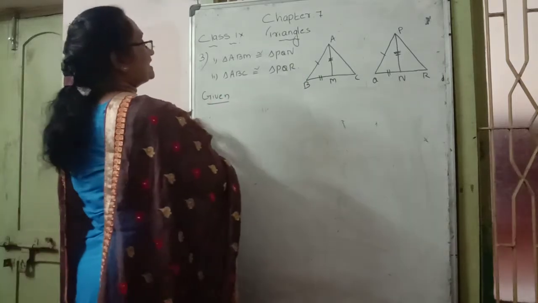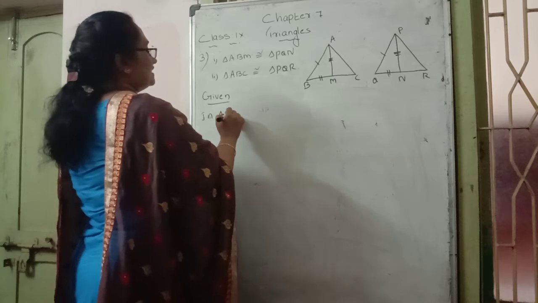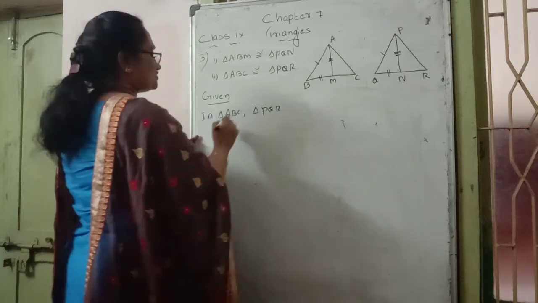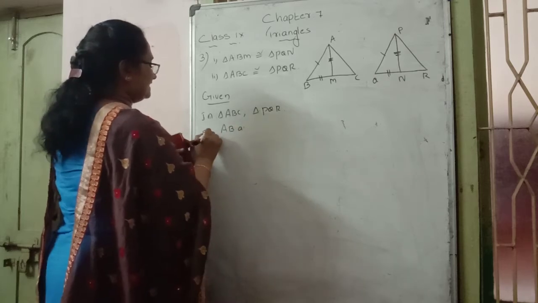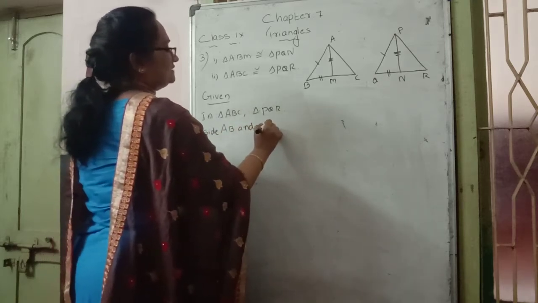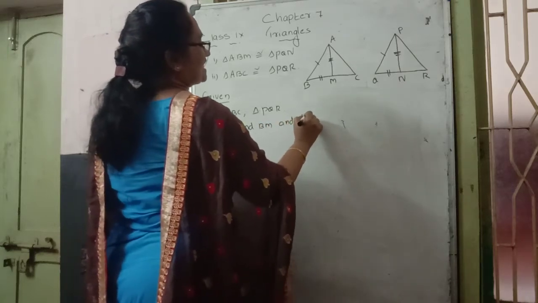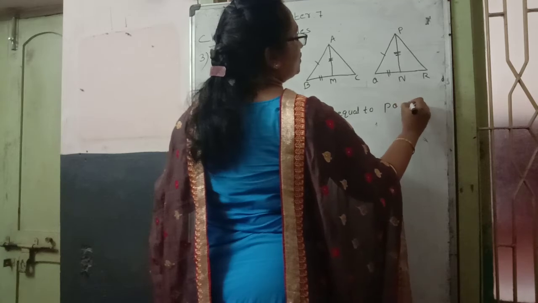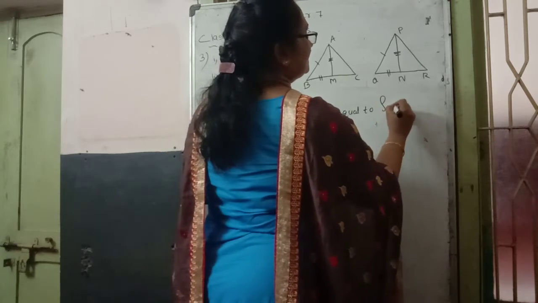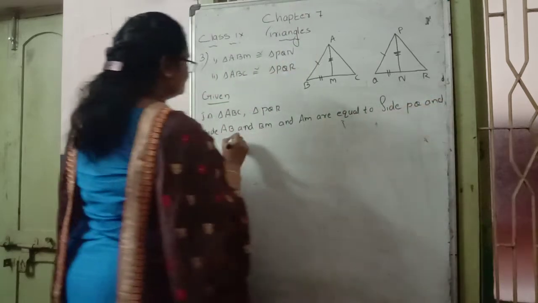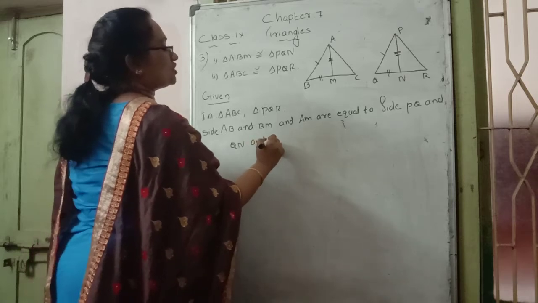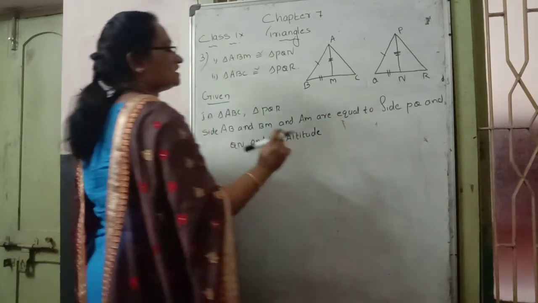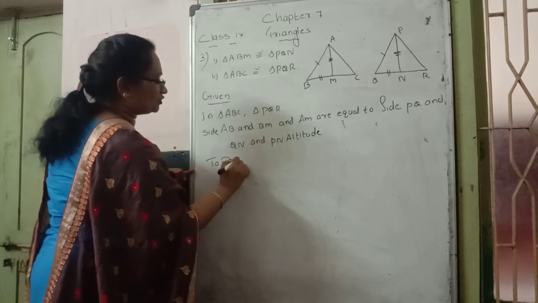In the two triangles ABC and PQR, side AB and side BM, and the altitude AM, are equal to side PQ and side QN, and the altitude PN. They are equal. Here AM is the altitude. Then what do we want to prove? We want to prove two cases.